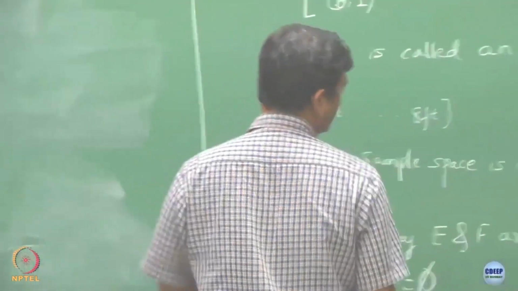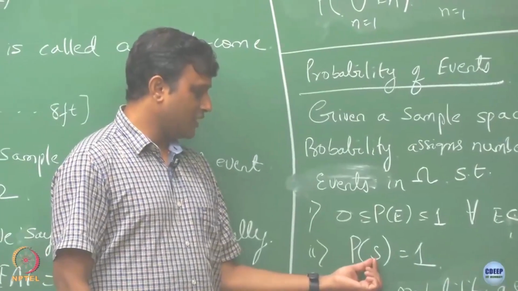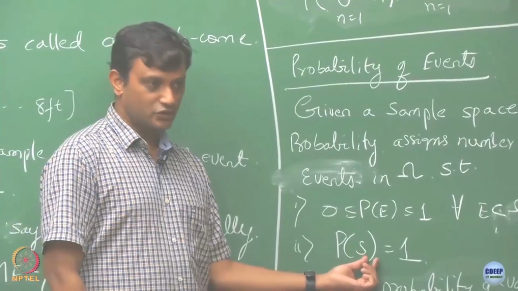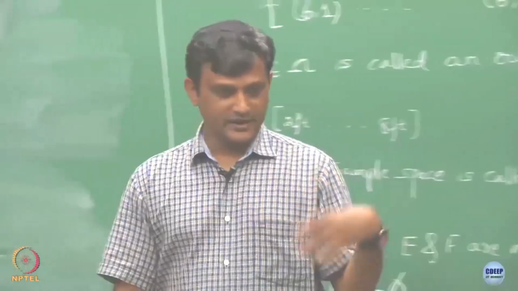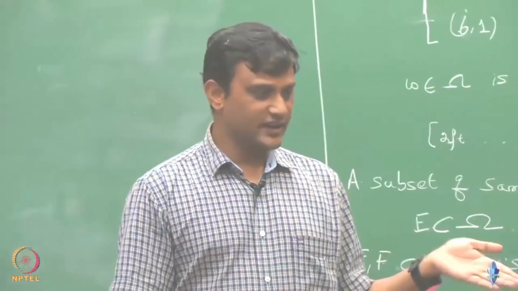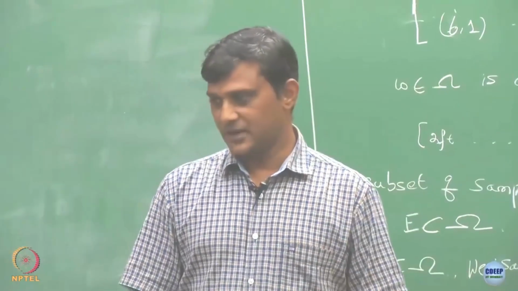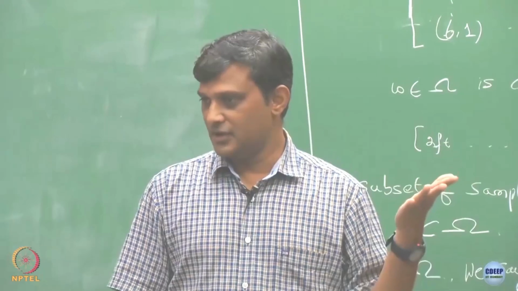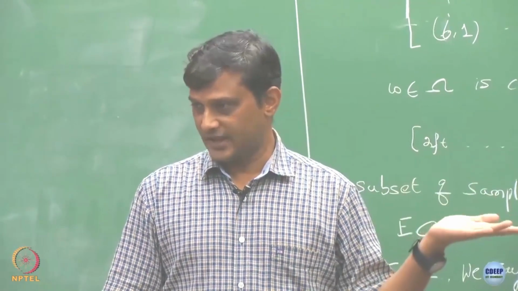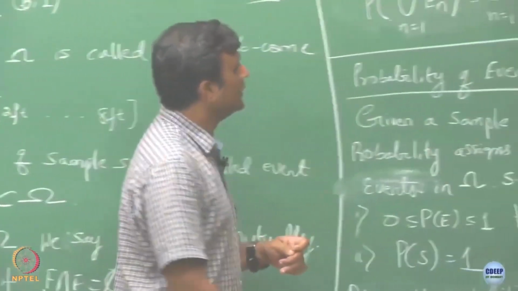Also note that this probability requires that P of S is equal to 1. That is, it is all possibilities, right? You are going to say, I am doing this experiment and these are the possible outcomes. When you do this experiment, one of them has to happen. Otherwise your definition of the outcomes, the sample space, was incorrect. Okay, fine.